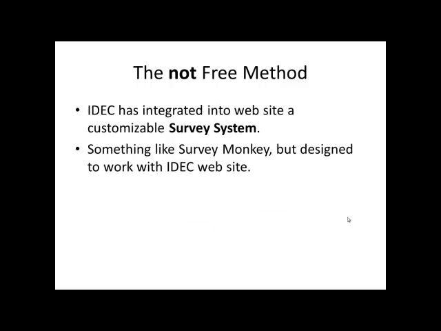So we've talked about our free methods. Now let's talk about one of our not free methods. IDEC has integrated into our website a customizable survey system. This survey system works something like SurveyMonkey, if you've ever used that, where you can design surveys. You can type out questions, and then you can say that this question has these drop-down boxes or these options that people can select from. The difference is that the survey system we've developed works with the IDEC website, and we have a set of tools to do that.